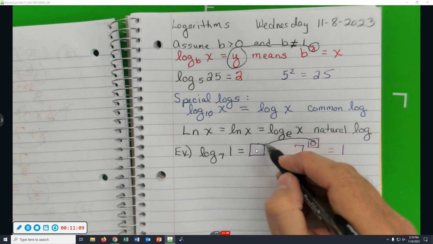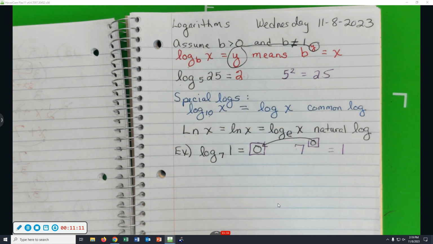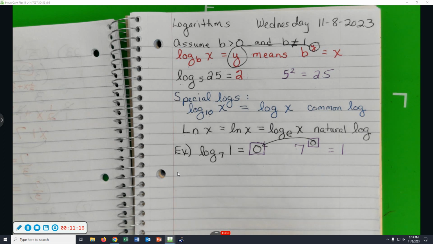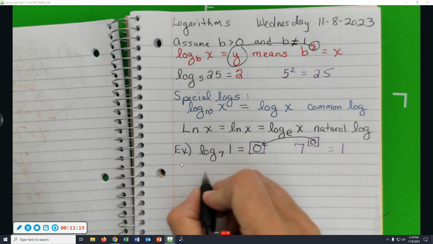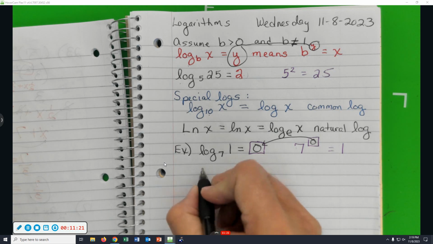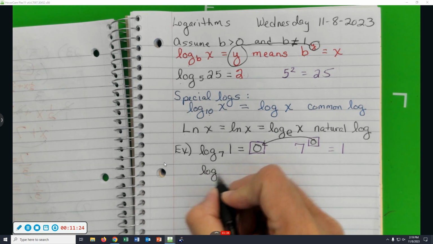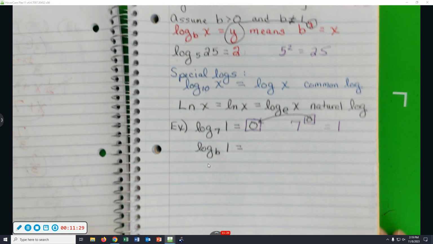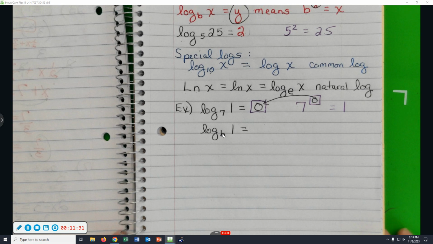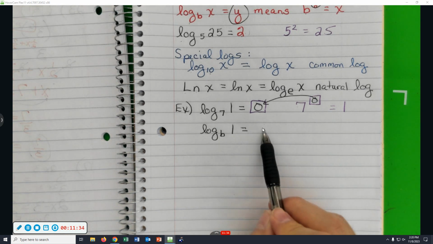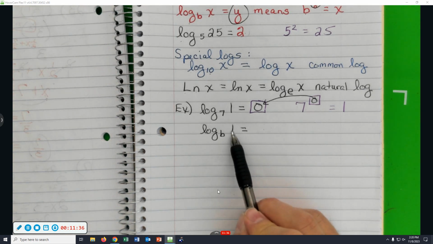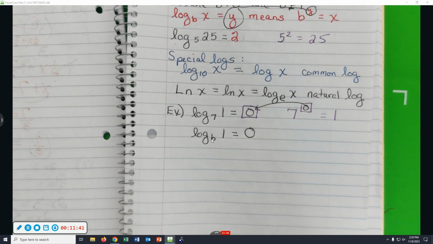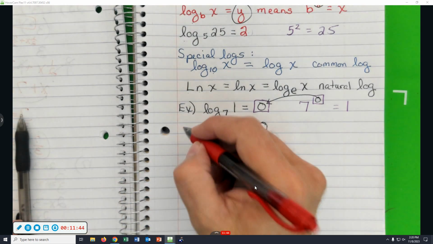Therefore, log base 7 of 1 is 0. Now, was there anything special about 7? What if I'd written just log base b of 1? B to what power is equal to 1? 0. B to the 0. So it doesn't matter what that base is. The log of 1 is always going to equal 0.